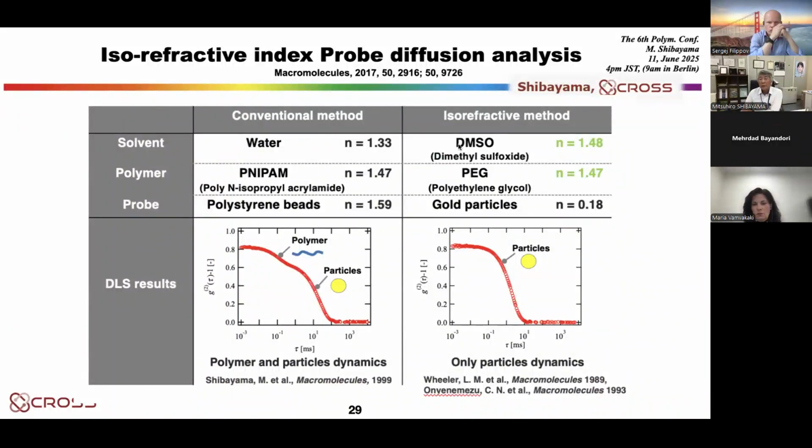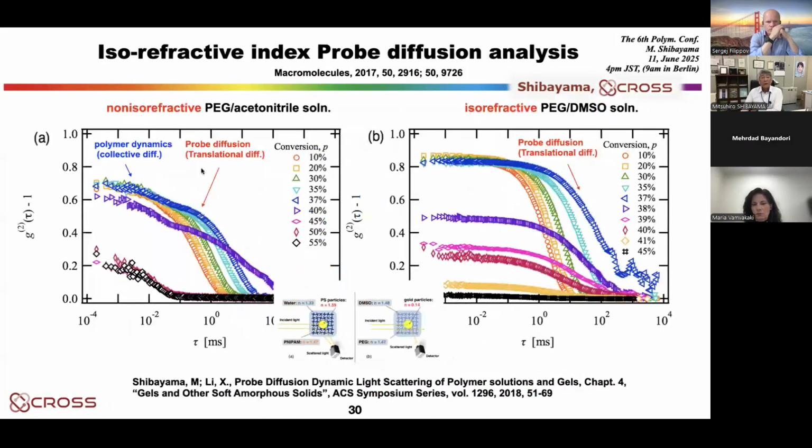So what we chose was this combination, DMSO and PEG. The refractive indexes are very close to each other. Then by using gold particles instead of polystyrene, this is the result. One is a non-isorefractive PEG acetonitrile solution. We have two contributions, collective and probe diffusion. Then this is an isorefractive case. There's nothing coming from the collective diffusion. We can just focus on this, the probe diffusion.